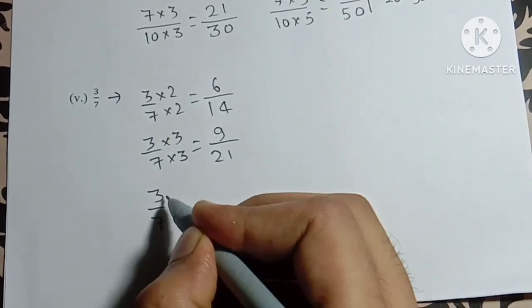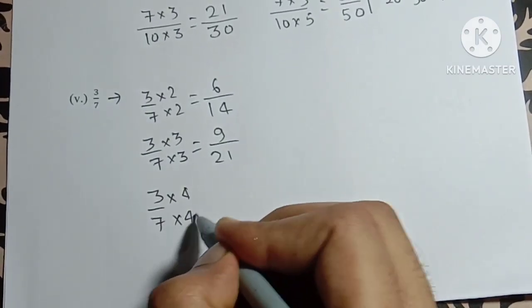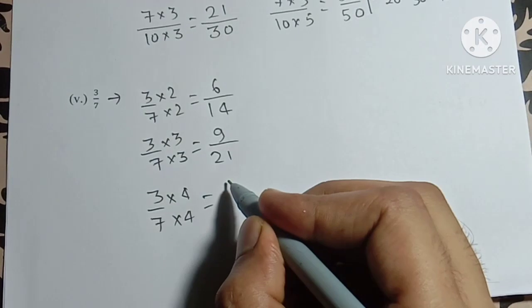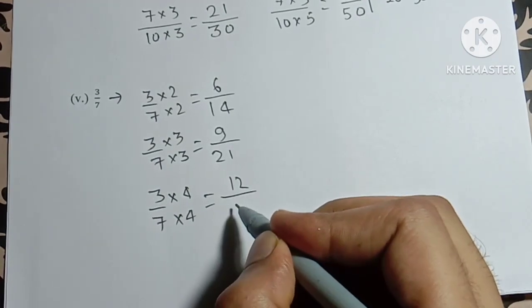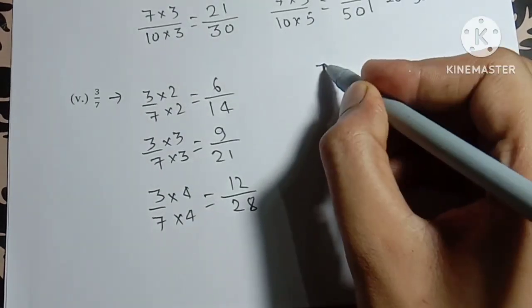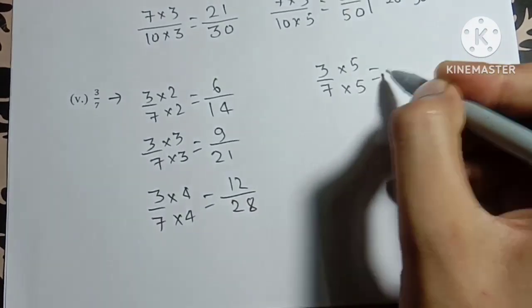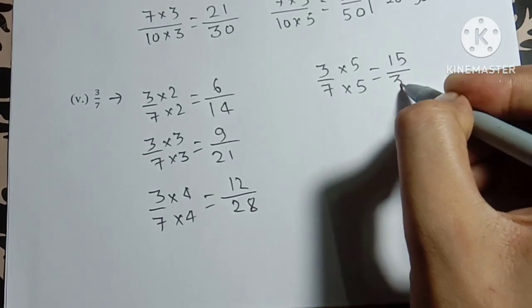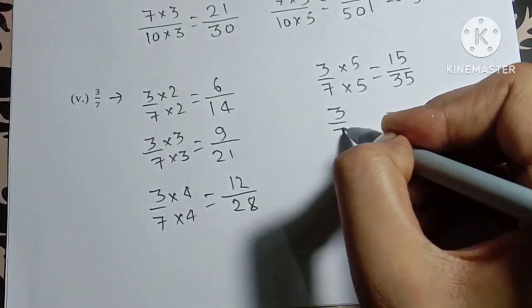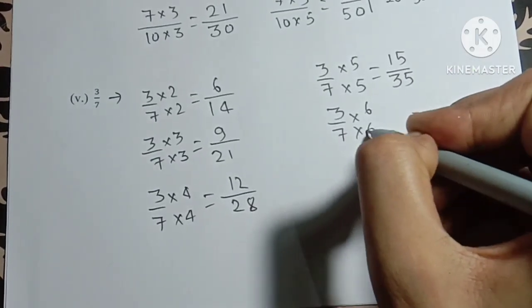To get the next one, we will multiply both numerator and denominator by 4. So here we will get 12 by 28. To get the next one, we will multiply by 5. To get it, 15 by 35. To multiply next, we will get 6.